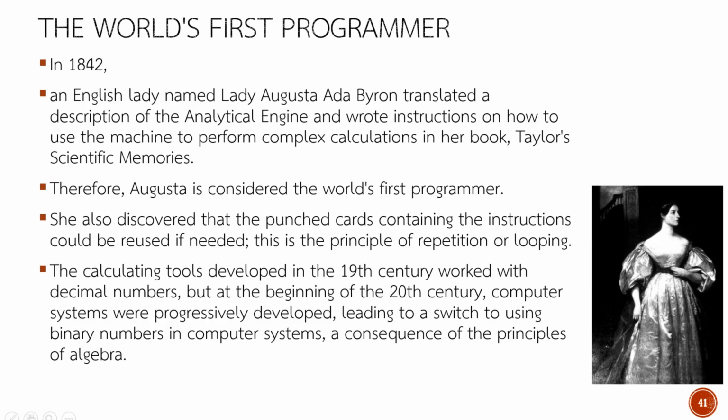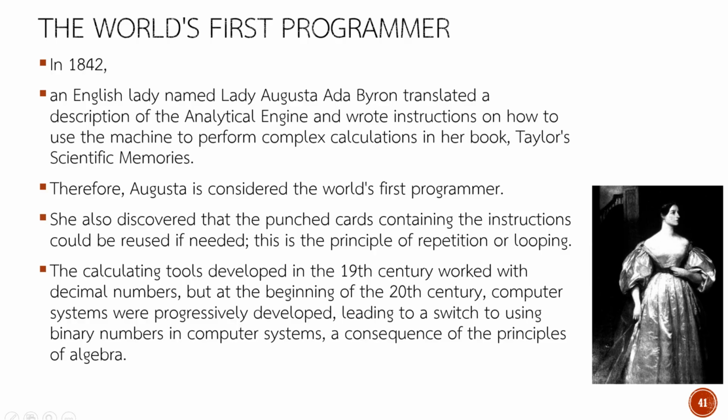In 1842, an English lady named Lady Augusta Ada Byron translated a description of the analytical engine and wrote instructions on how to use the machine to perform complex calculations in her book, Taylor's Scientific Memories. Therefore, Augusta is considered the world's first programmer. She also discovered that the punched cards containing the instructions could be reused if needed. This is the principle of repetition, or looping.